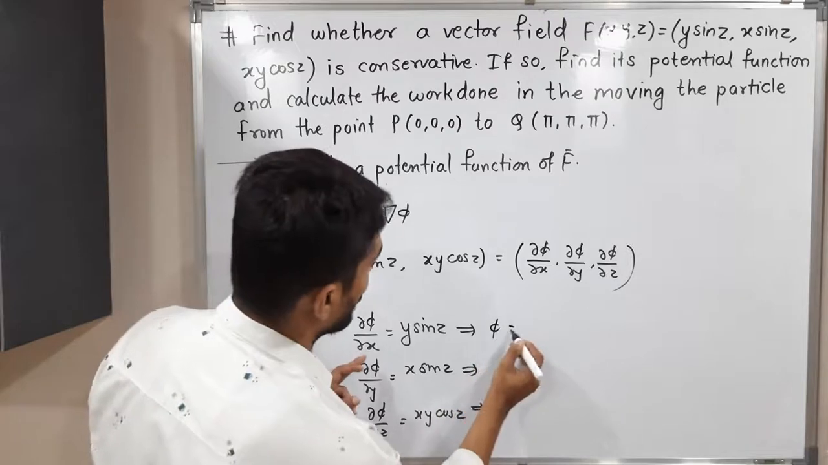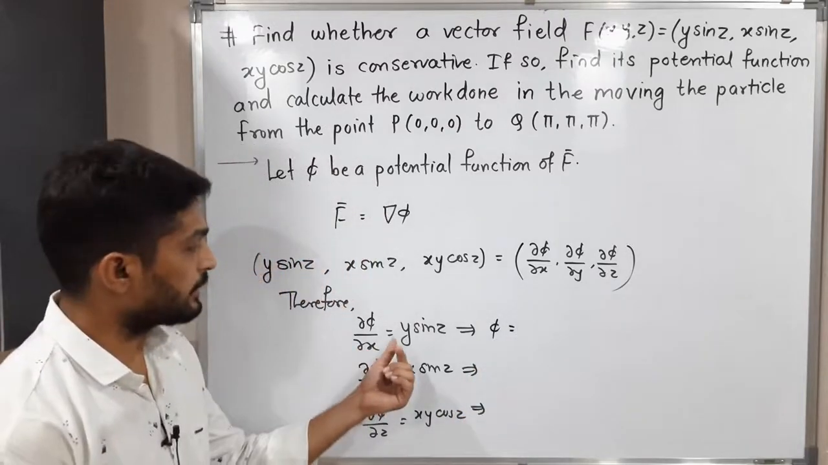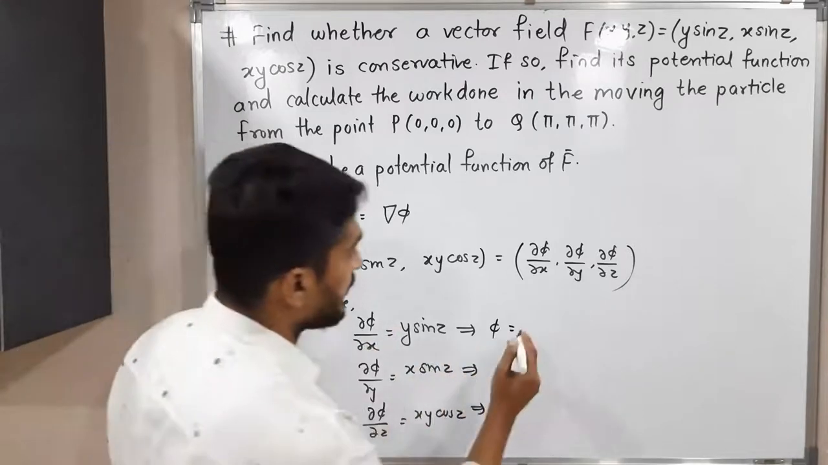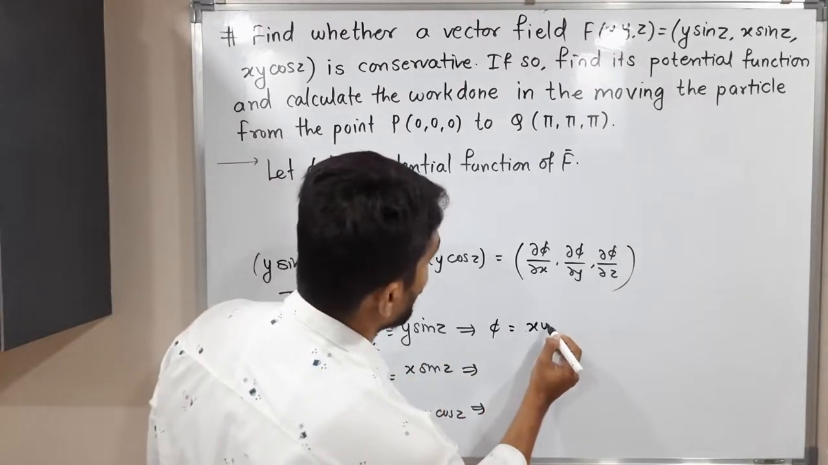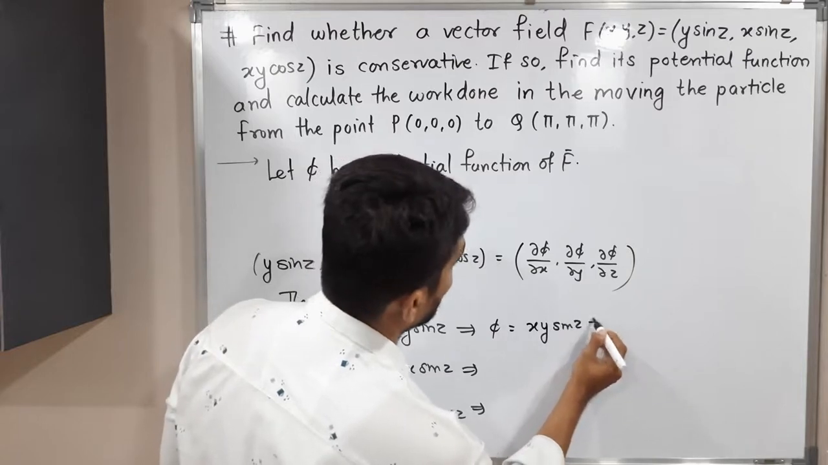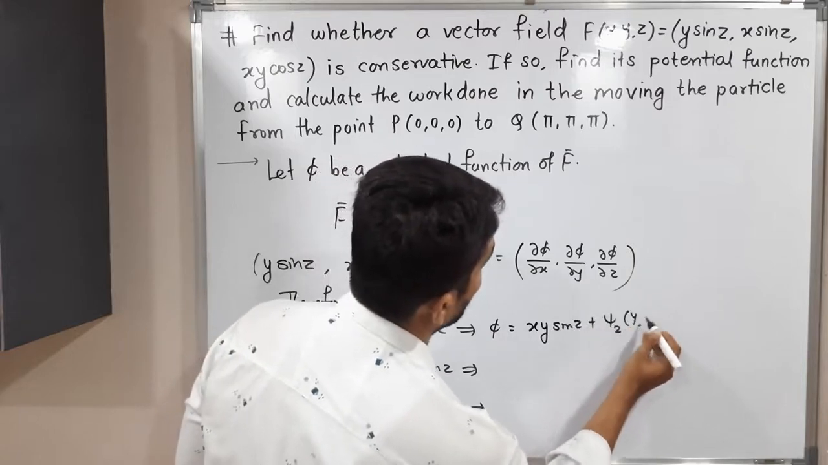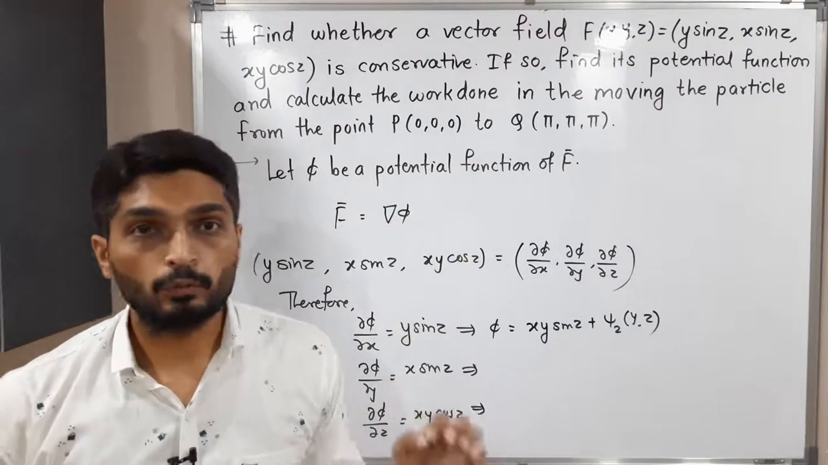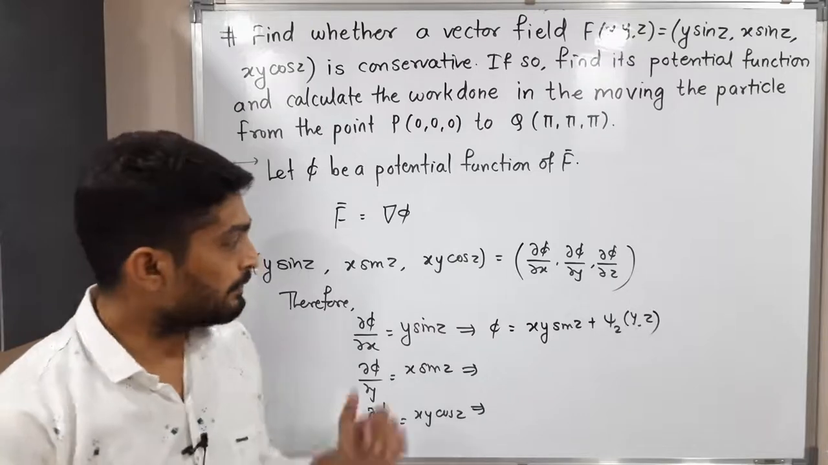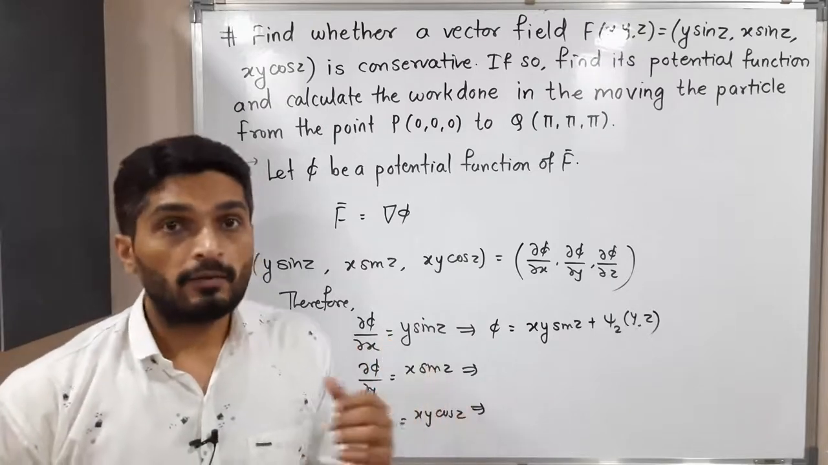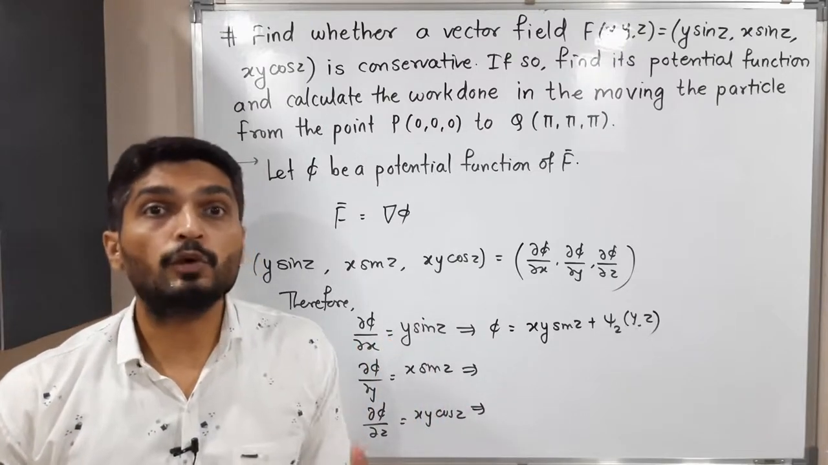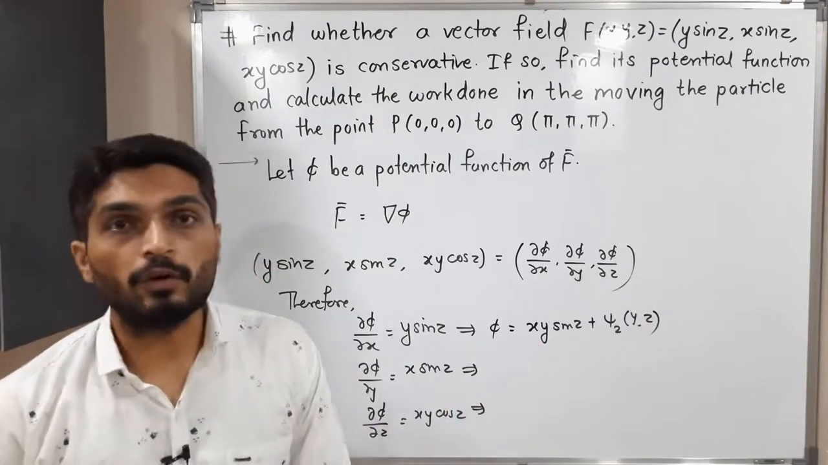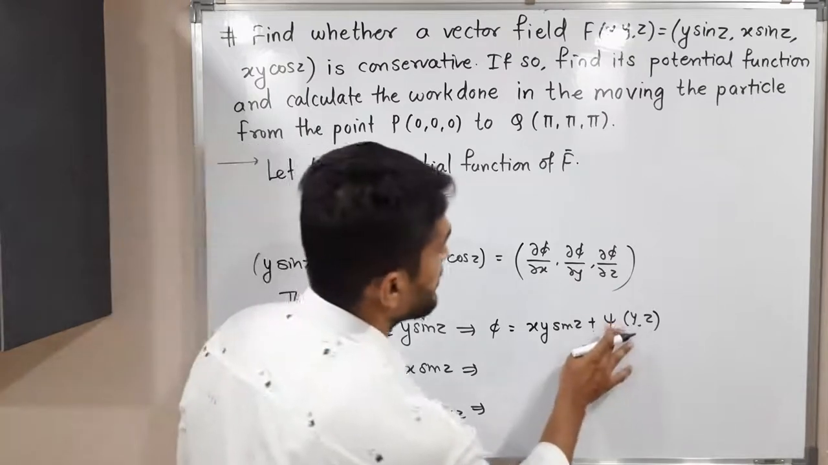Therefore, phi is equal to, I am integrating with respect to x, so since there is no x in the right-hand side, when we integrate we will have simply x into y sin z, plus psi 1 of yz. You know that when we integrate, we always write c, a constant of integration. So when we integrate with respect to x, the constant of integration can be a function of y and z, since y and z are also constant. It is better to write psi 1 of yz.